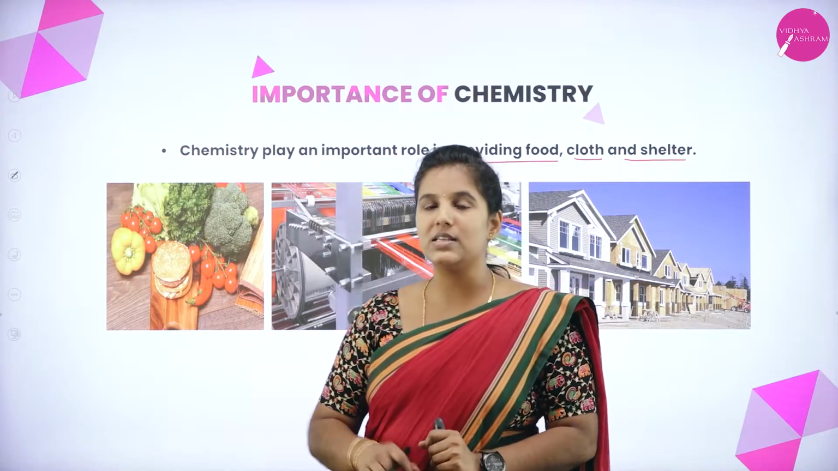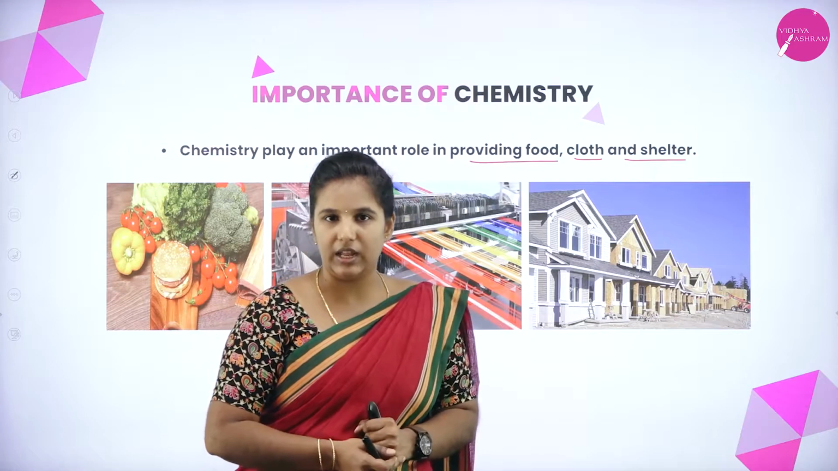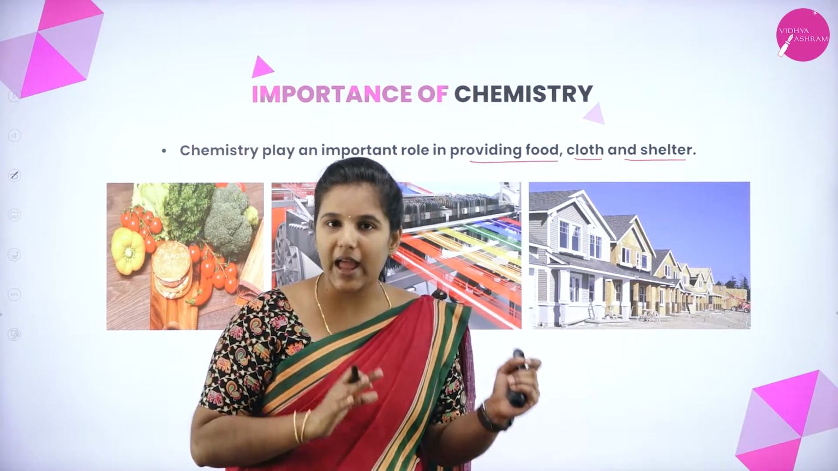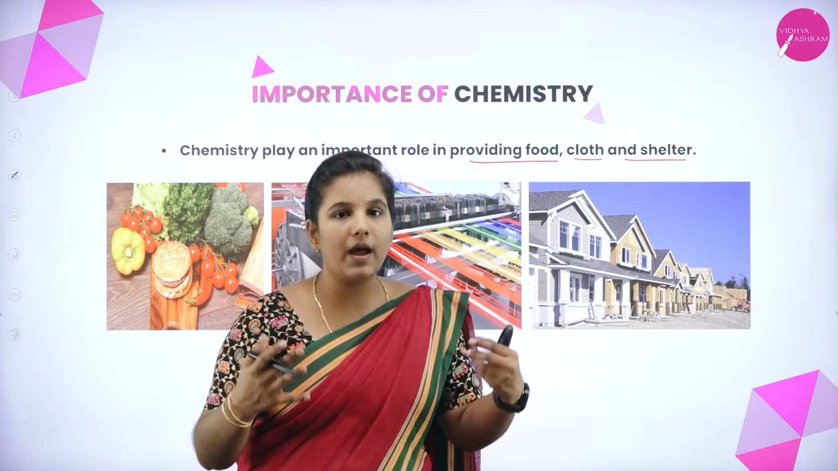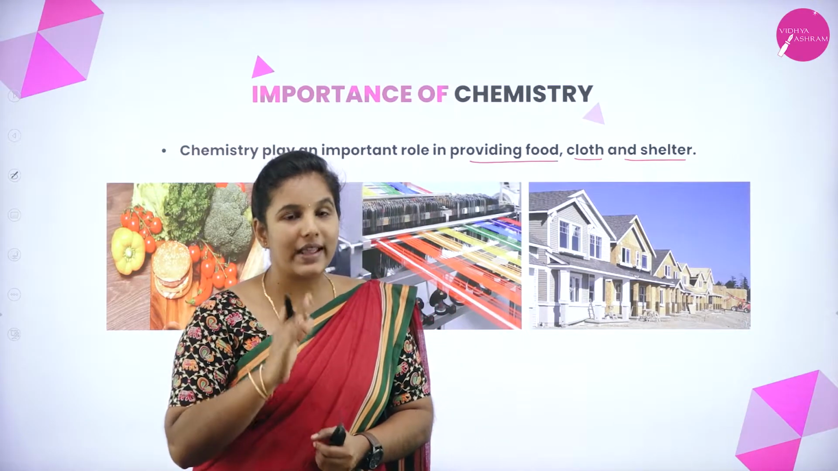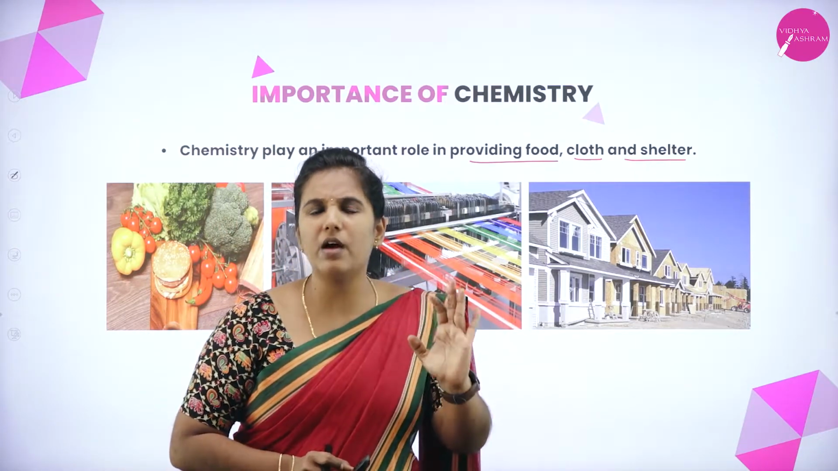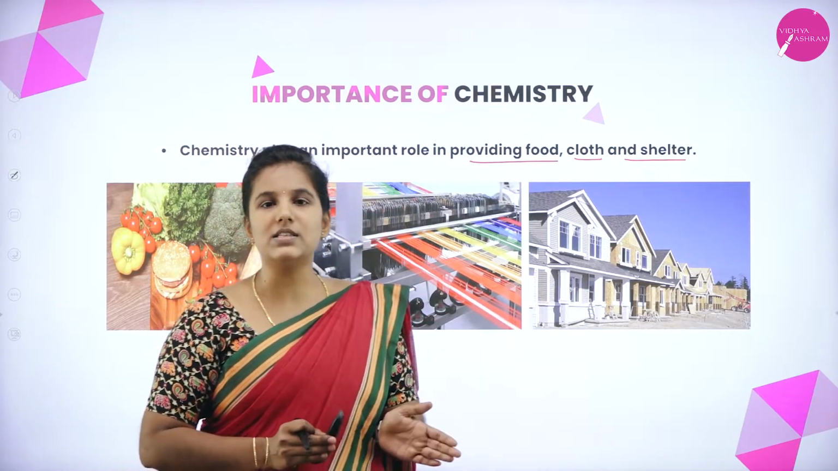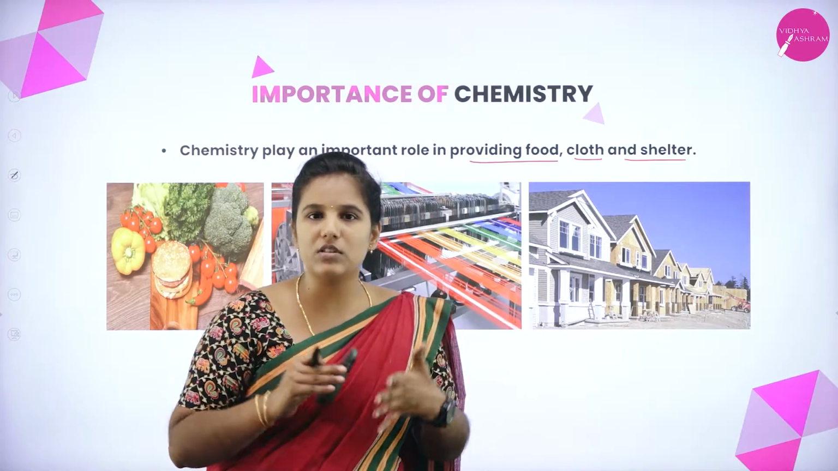In addition to this, chemistry also plays a very important role in textile chemistry. In textile chemistry, they use natural fibers and synthetic fibers, and they prepare different dyes to give color to the cloths. So textile chemistry is another sub-branch of chemistry which plays a very important role in human life. In addition, chemistry also helps us to build buildings and houses.